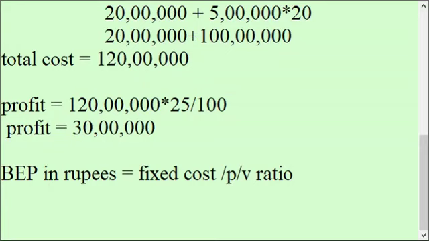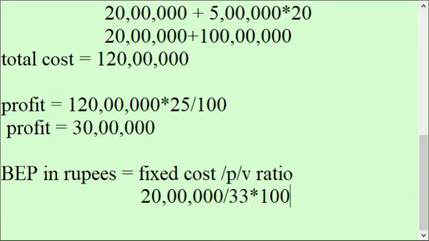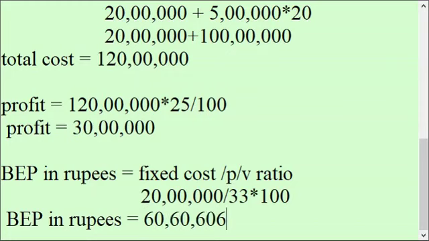Fixed cost is 20 lakh. Yes, 20 lakh. Okay, this divided by 33 percentage. So what we can do, 20 into divided by 33 into 100. We solve this one, we get BP in rupees is equal to 60 lakh 60,606. 60 lakh 60,606 will be the BP in rupees.